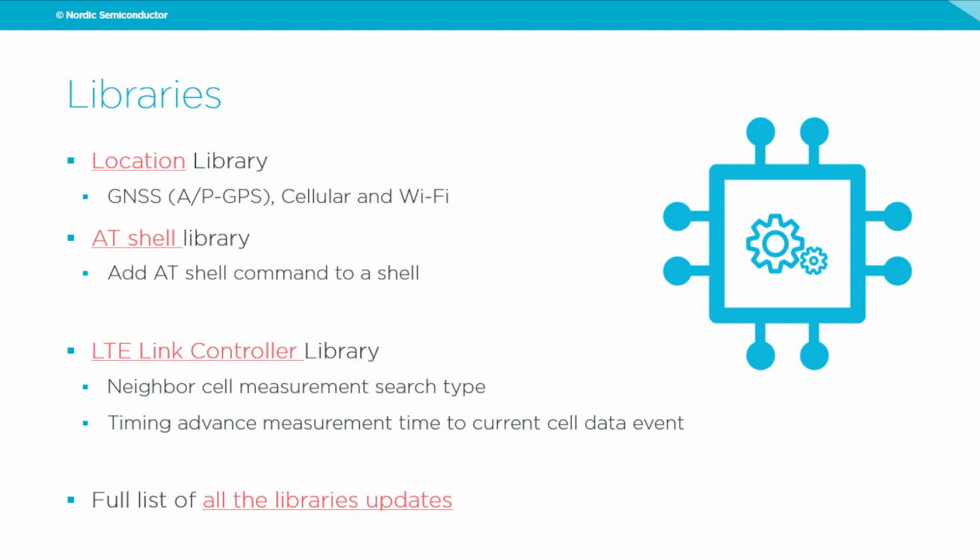And we also have the LTE link controller library updates, including neighbor cell measurement search type, timing advance measurement time to current cell data events, and a lot of other features and fixes in this library, as well as many other libraries. I'm not going to go through all this because it's a lot, so I just recommend you go to the full list attached at the bottom link here.